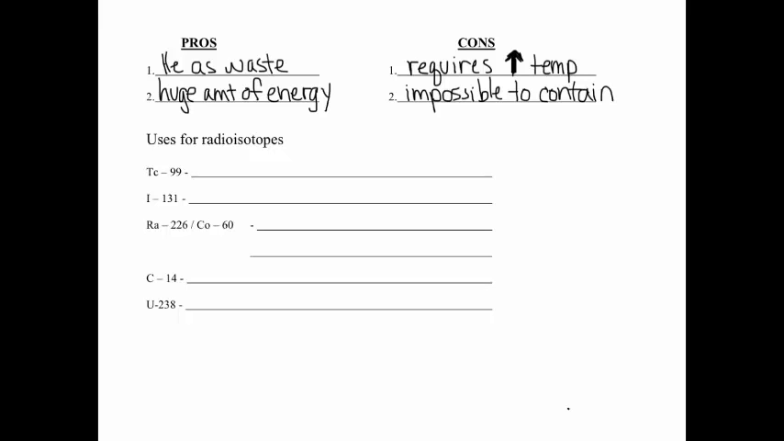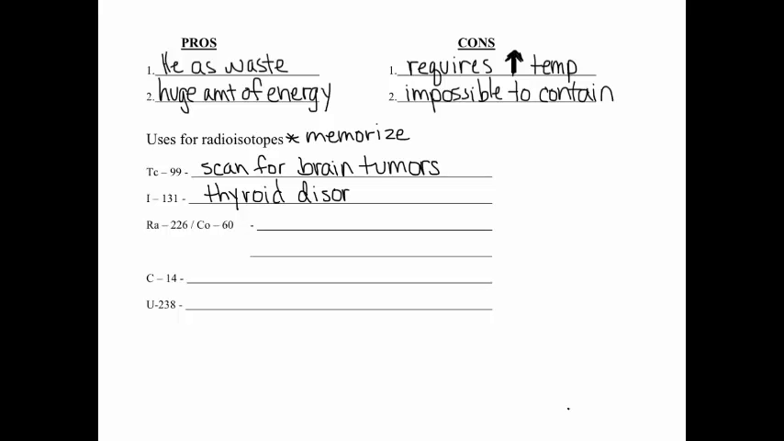All right, the last thing we have to talk about, and all of this is stuff you have to memorize, these are often multiple choice questions on the exam, are uses for different radioisotopes. Tc-99, they use to scan for brain tumors. So sometimes they'll give people this radioisotope and then scan their body to see where it goes. Iodine-131, they'll use for thyroid disorders because the thyroid actually uses iodine. So they can kind of calm it down sometimes by giving it iodine-131.